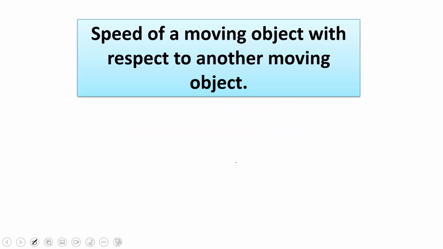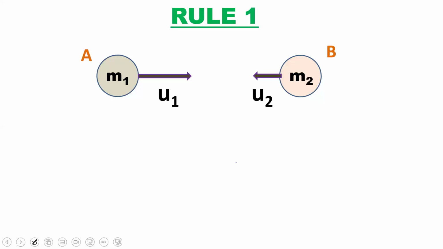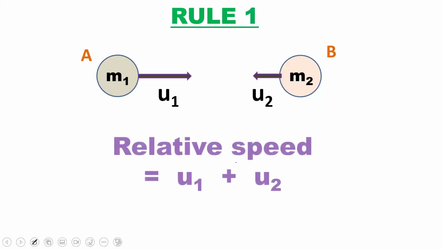Relative speed is a topic here, and relative speed is the speed of a moving object with respect to another moving object. So you are sitting in an aeroplane. The aeroplane is coming down to the airport, and you see a car going on the road. You see its speed from a moving aeroplane. This is relative speed. When two objects are moving towards each other, you add the speeds.